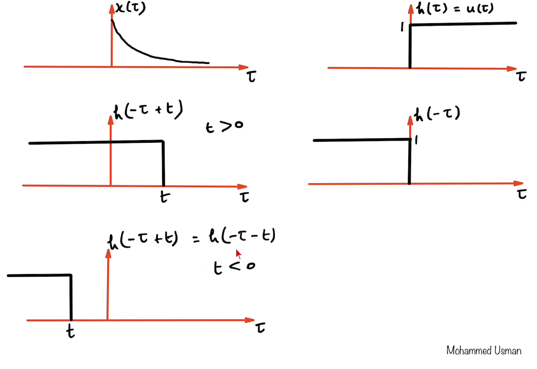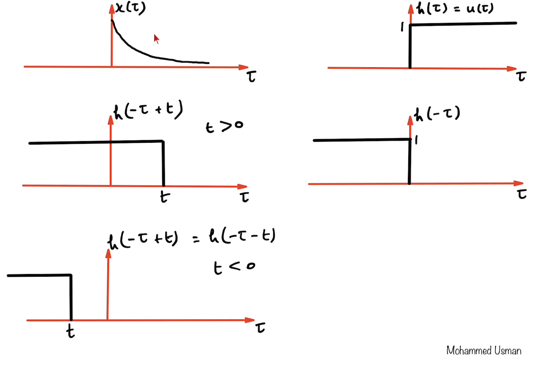And what we notice here is that for all values of t less than 0, there is no overlap between x of tau and h of minus tau plus t. Between this signal at the top and this signal at the bottom, there is no overlap.